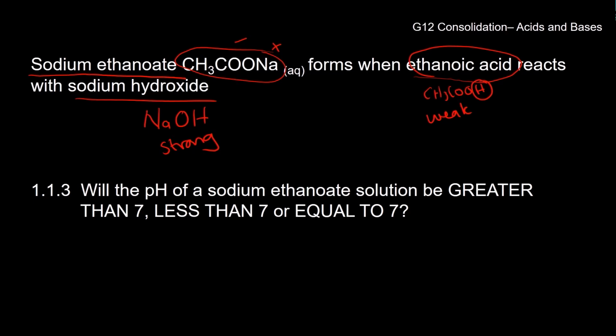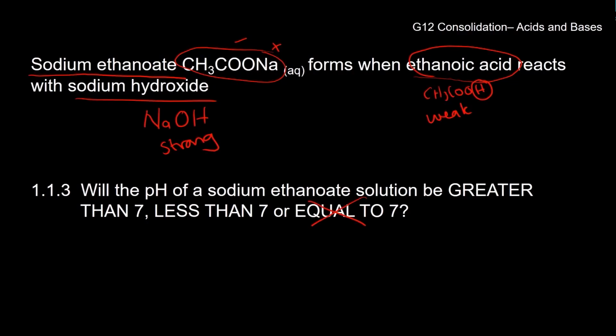The question is, will the pH of the sodium ethanoate solution be greater than 7, less than 7, or equal to 7? Well, we know that we have a weak acid and a strong base. There's no way that our pH can be 7. Why? Because to get a pH of 7, we need a strong acid and a strong base. And then the resulting salt is going to be a neutral salt. Our solution will be neutral. So we're going to have to cross that one out. That one's not going to work.